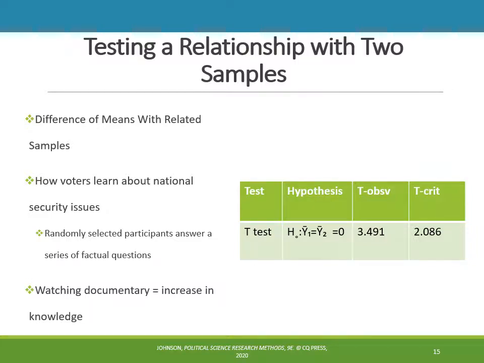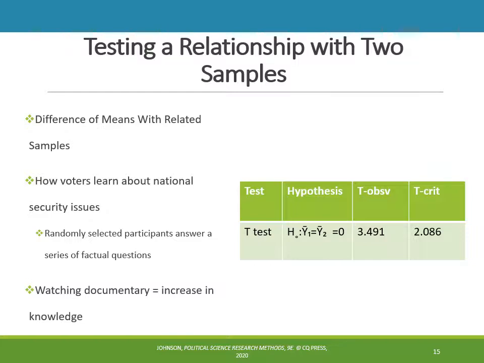So here is an example of testing a relationship with two samples, okay? So here we're looking at a difference of means test with the related samples. And we're looking at, let's say, two groups who watched a documentary. We look at how much knowledge they have about certain factual questions. So these are voters and national security. We give them a pre-test before they watch the documentary, and then we give them a test after they watch the documentary to see what they know or how their knowledge has changed. So here we have the same group, but we have two different measures for that group. That's why it is a repeated measures sample here.